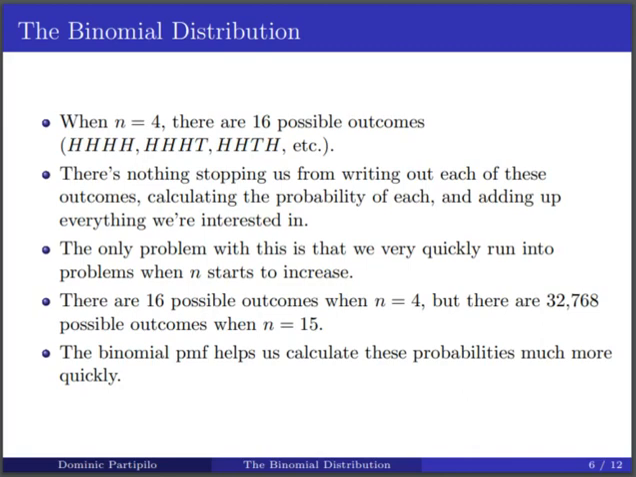I mean, we could list out all of them, but once you start to increase n, you run into some problems, because a lot of times n is going to be more than 4. The example I have here is that when n is equal to 15, there are over 32,000 outcomes. We don't have the time to list all of that out. It's a lot easier when we have the binomial PMF available to just plug it into the formula and come out with the answer right away. So this is the reason why we have the binomial PMF in place. It makes things a lot quicker and easier for us.